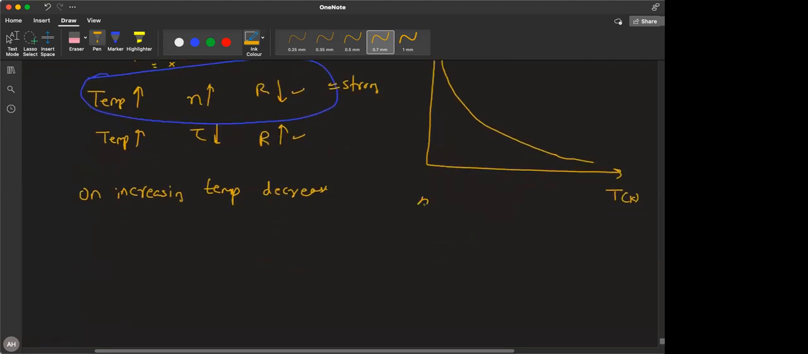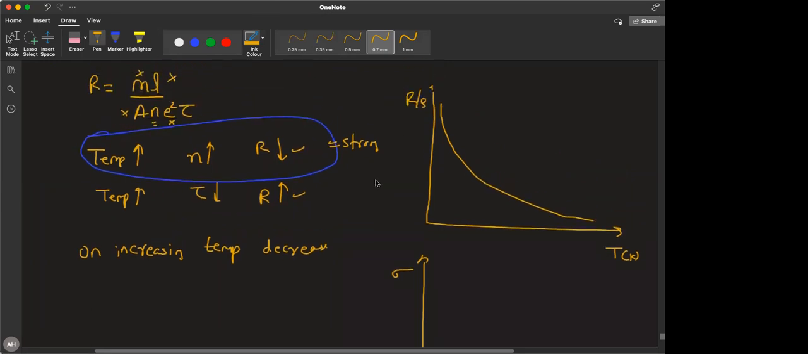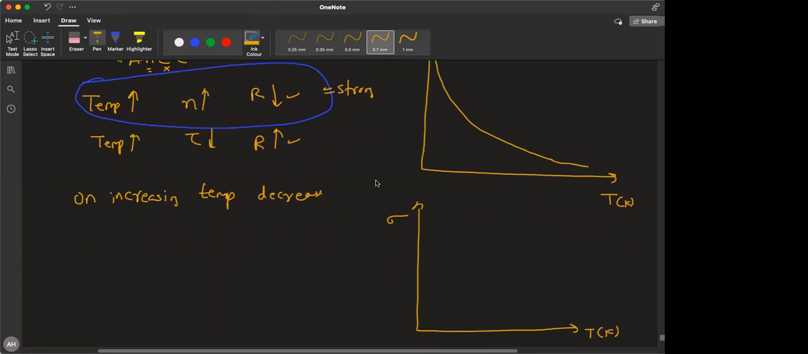Instead of resistance, if I ask you to plot conductivity versus temperature, what will be the shape of the graph? Conductivity is sigma. If I ask you to plot sigma, what will be the nature of the graph, Yashika? See, resistivity is decreasing. What will happen with the conductivity? Sir, it will increase. See, conductivity is 1 by resistivity, right? Sigma is 1 by rho. So if your resistivity is decreasing, then obviously your conductivity will increase. This will be the graph.